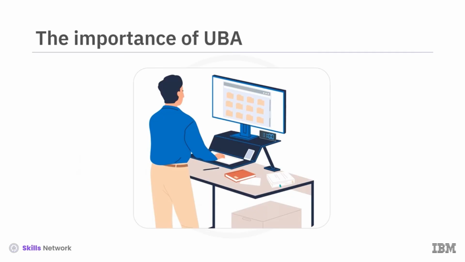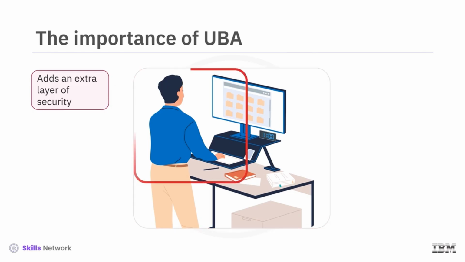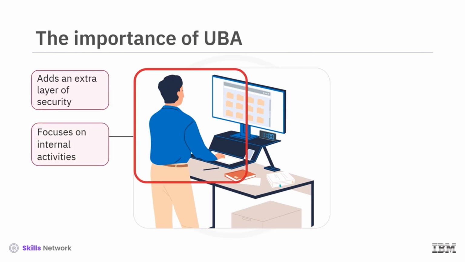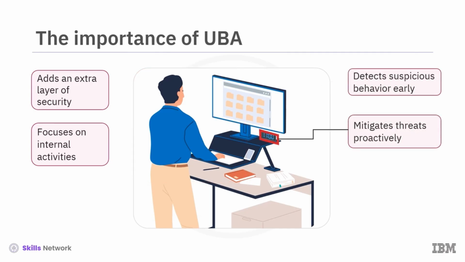Traditional security measures often emphasize preventing external attacks. However, UBA provides an additional layer of security by focusing on internal activities. For example, suppose an employee who typically accesses specific files during regular business hours begins downloading large amounts of sensitive data late at night. In that case, UBA can flag these actions as suspicious behavior, warranting further investigation. This proactive approach helps detect suspicious behavior early and mitigate threats proactively.